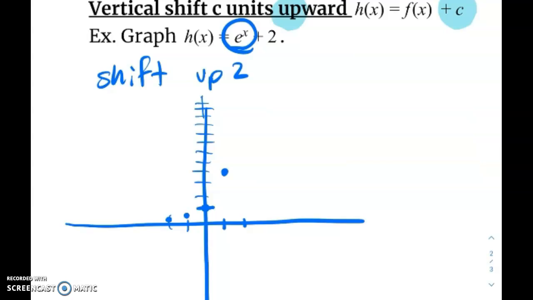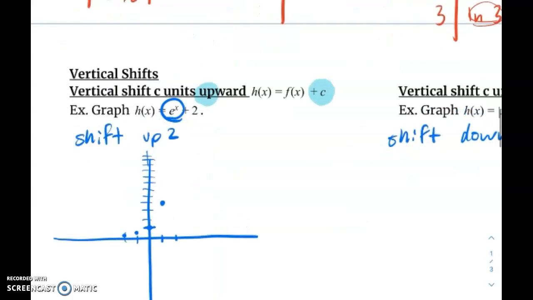1, 2, 3, 4, 5, 6, 7, 8, 9. Oh, you didn't count that right. 1, 2, 3, 4, 5, 6, 7, 8, 9. Okay, and I'm going to make a dotted curve for those.